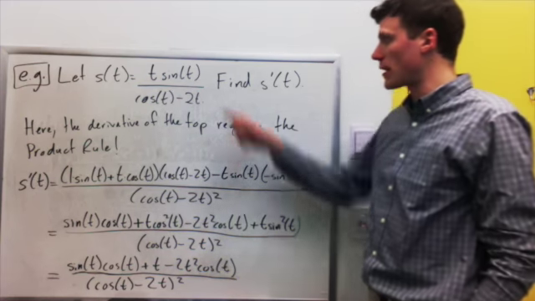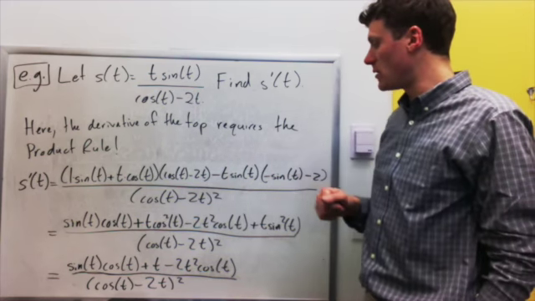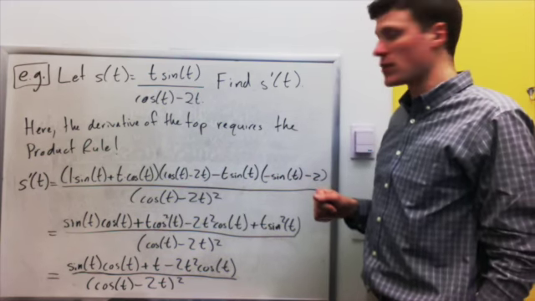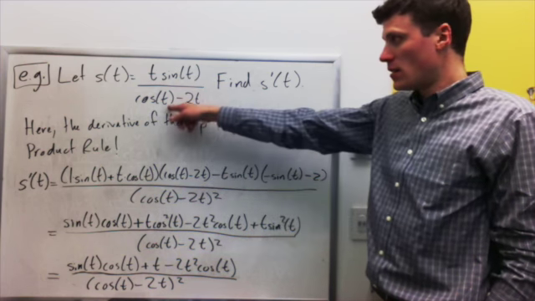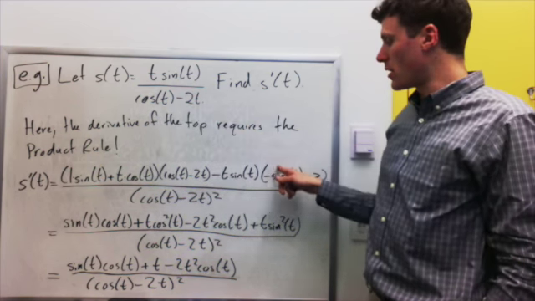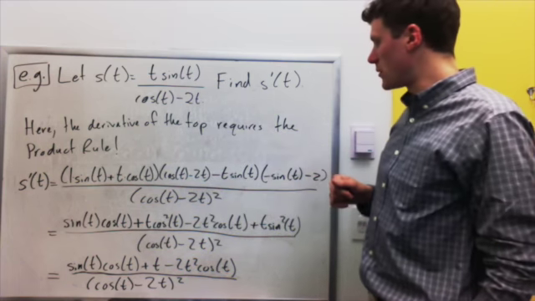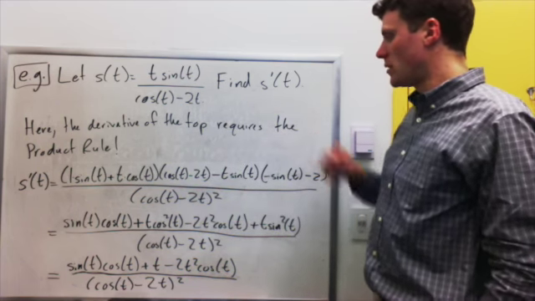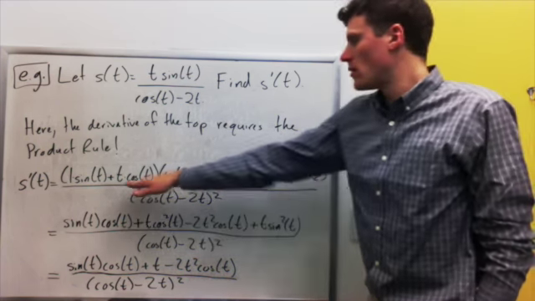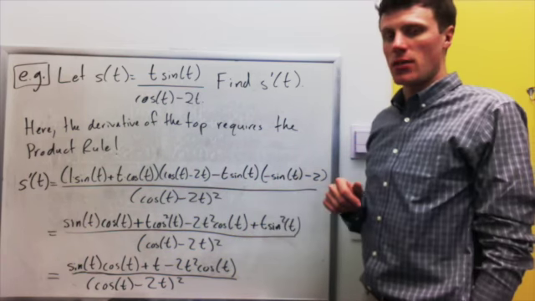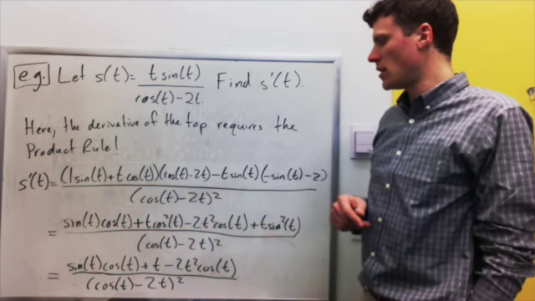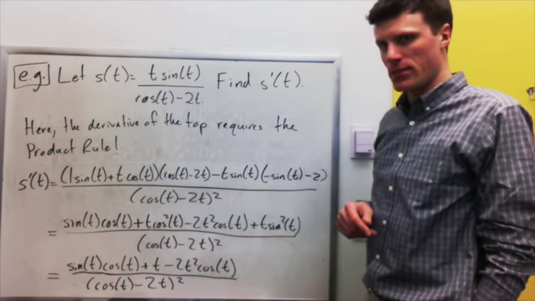Okay, now I subtract the top, which is t sine t, and multiply that against the derivative of the bottom, which is cosine t minus 2t. The derivative of cosine is negative sine t. And negative 2t has derivative negative 2. So that's that. Okay. That is all over the denominator squared, cosine of t minus 2t squared. Great.